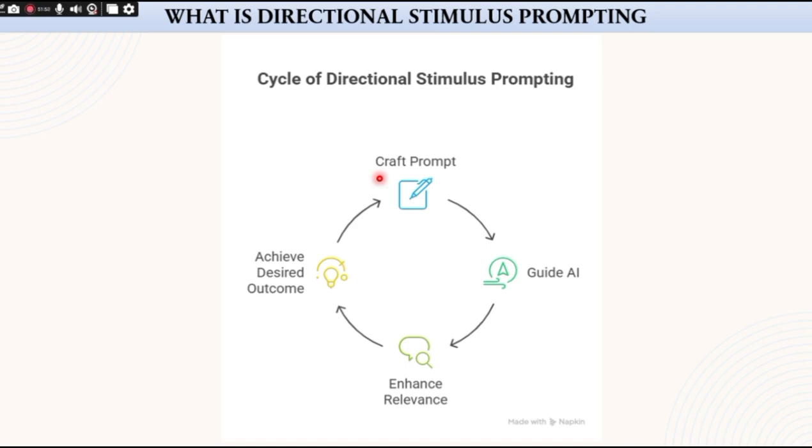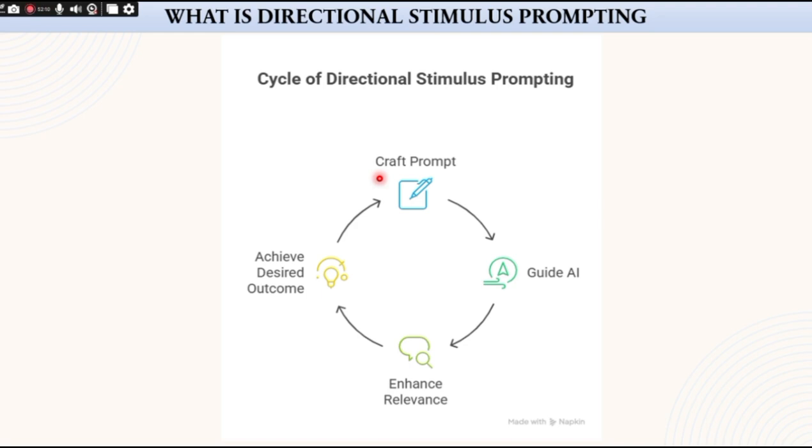So what is directional stimulus prompting? So directional stimulus prompting is a technique where you guide the AI model's attention towards a specific type of thinking, context, or perspective using carefully added hints or cues in the prompt.